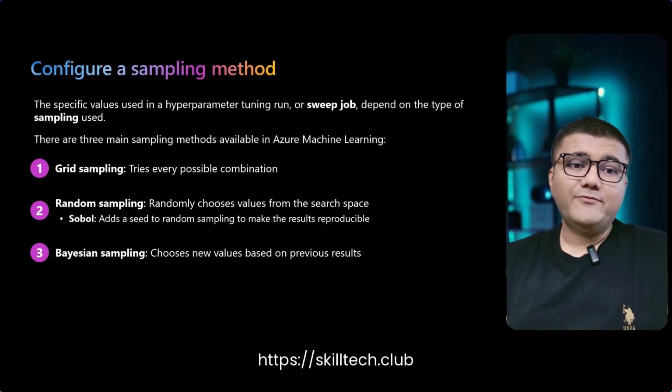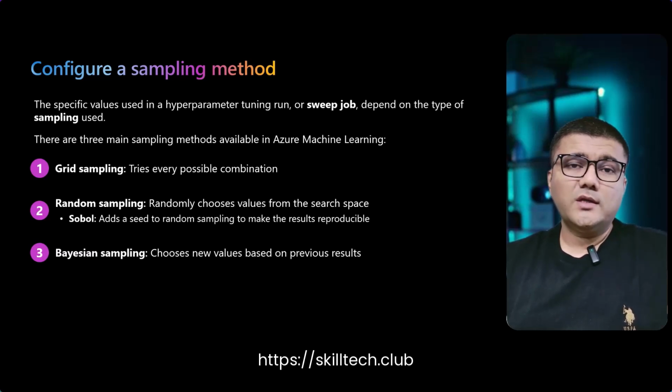Also, you have to configure a sampling method with this. What is a sampling method? Well, the specific values which are used in a hyperparameter tuning run or a sweep job depend on the type of the sampling method you are using. There are three main sampling methods available in Azure Machine Learning. The first one is known as grid sampling. This is basically going to try every possible combination.